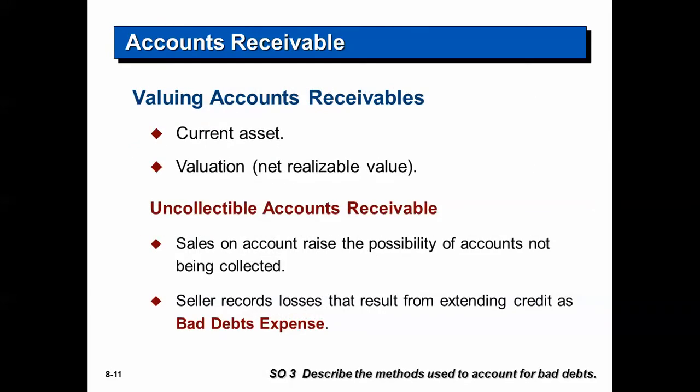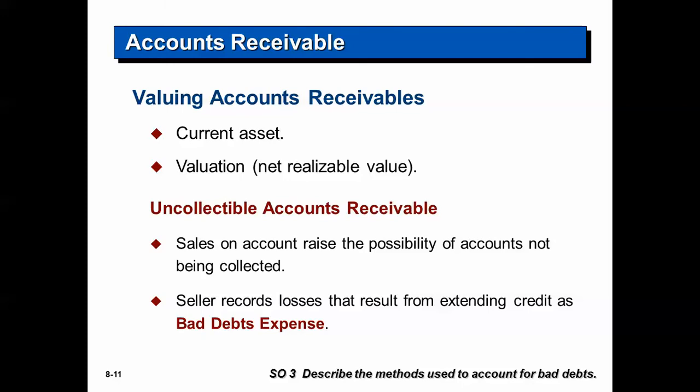All right, now when we talk about accounts receivable, it's a current asset, and we have to show it at its realizable value. That is, what do we expect? It's not realistic to expect to collect 100% of what's owing to you. Generally, you're going to collect maybe 98% of it or 97%, but something will happen. So you see, sales on account give rise to accounts not being collected. And when they don't collect, that's an expense of doing business.